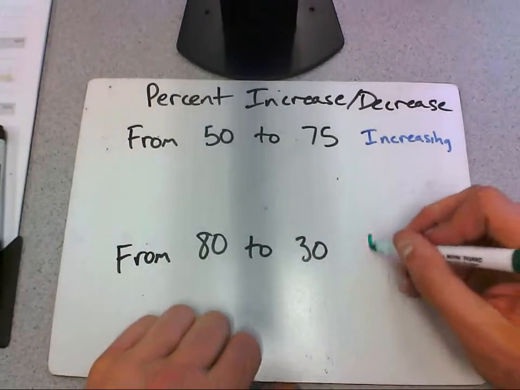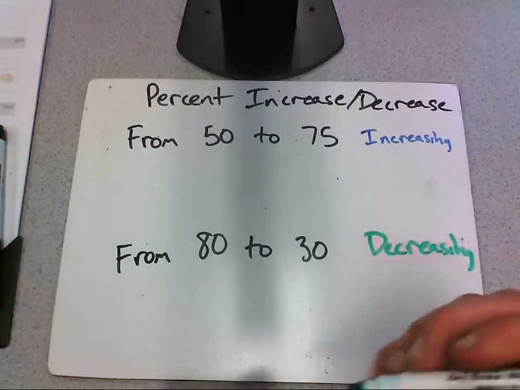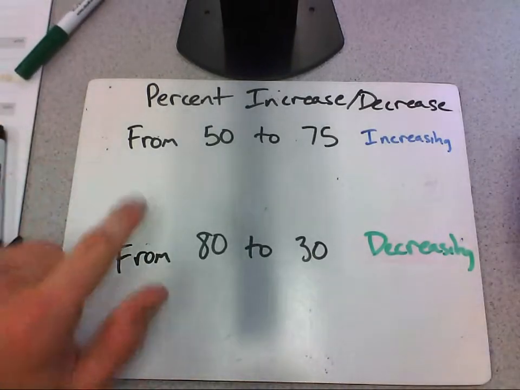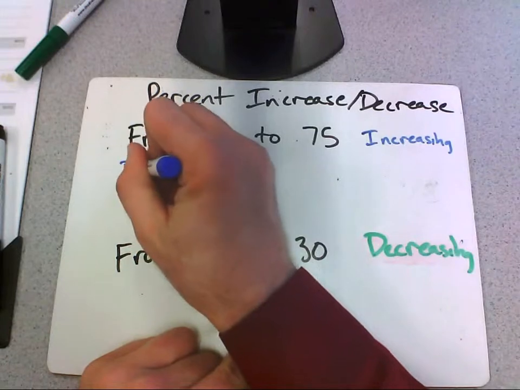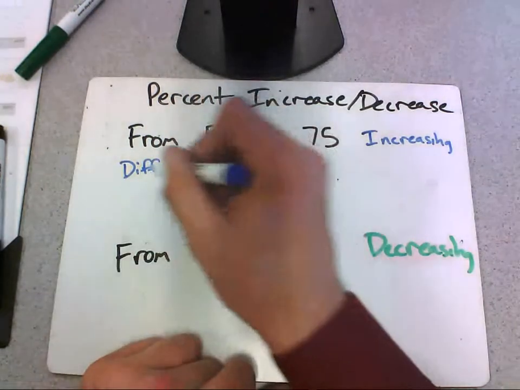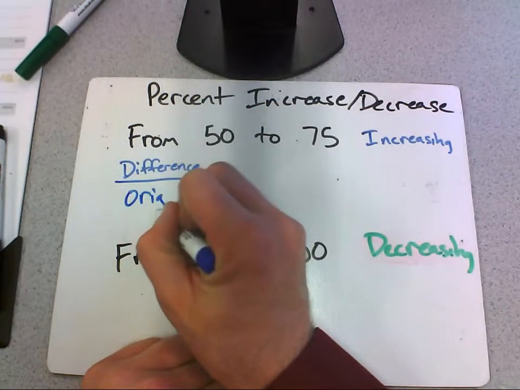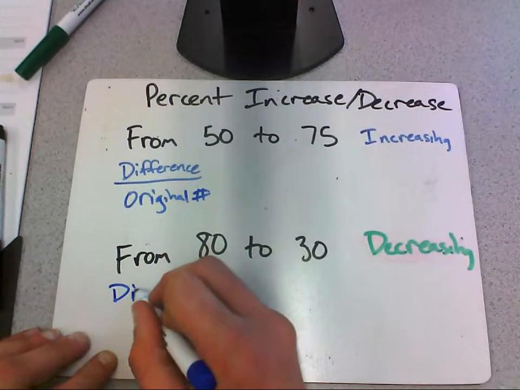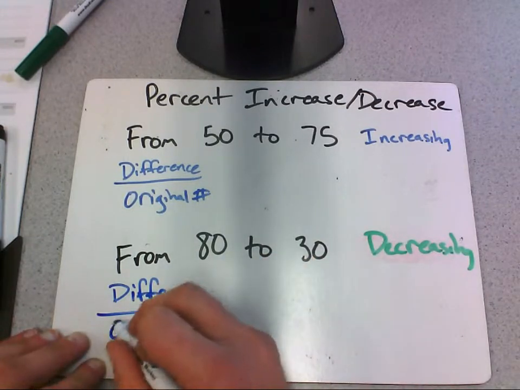Clearly that is going to be decreasing. There's some common sense. Now, how do we find this percentage? What we're going to do on both of these problems is just find the difference between the two numbers and divide it by our starting number, our original. So down here, still the difference between them, and divide it by the original number.